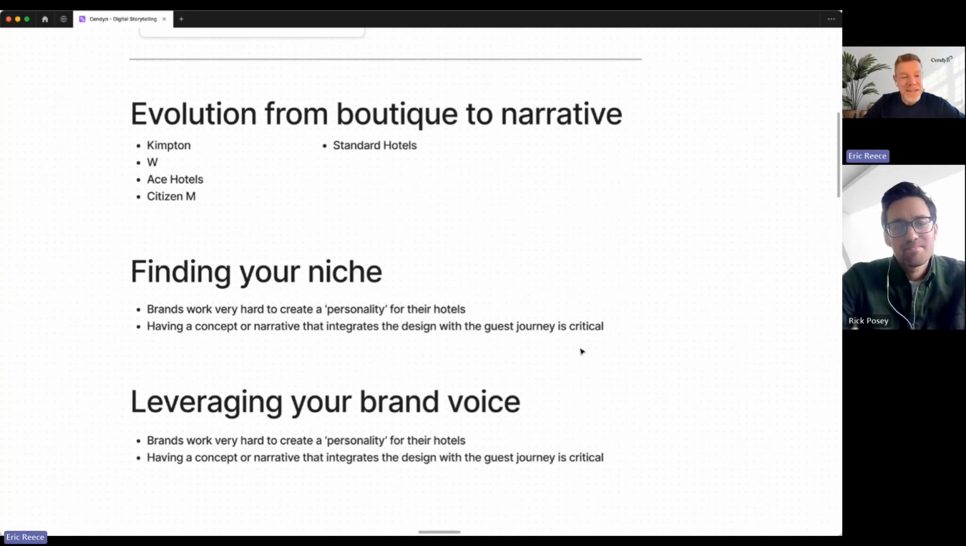Making sure that your personality is different, right? You can't look like your competitor. You've got to be different than your competitor if you want people to see you as a standout. What makes the decision to go here versus there?